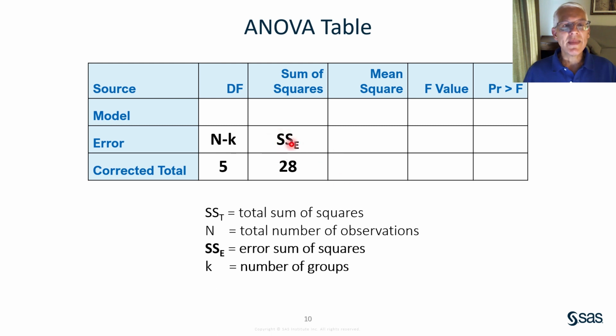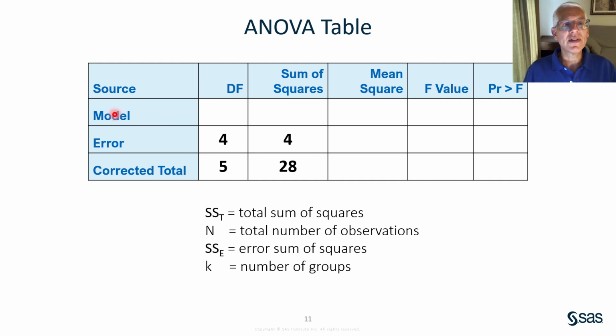I'm going to continue to fill in my ANOVA table. So here is my error sum of squares, and it has associated with it n minus k degrees of freedom, where n, remember, is the total number of observations, and k is the number of groups. So here I have 6 observations. I have 2 groups, group A and group B. So 6 minus 2 is 4. We start to plug in the degrees of freedom. We have 4, and it also turns out that our error sum of squares is also 4.